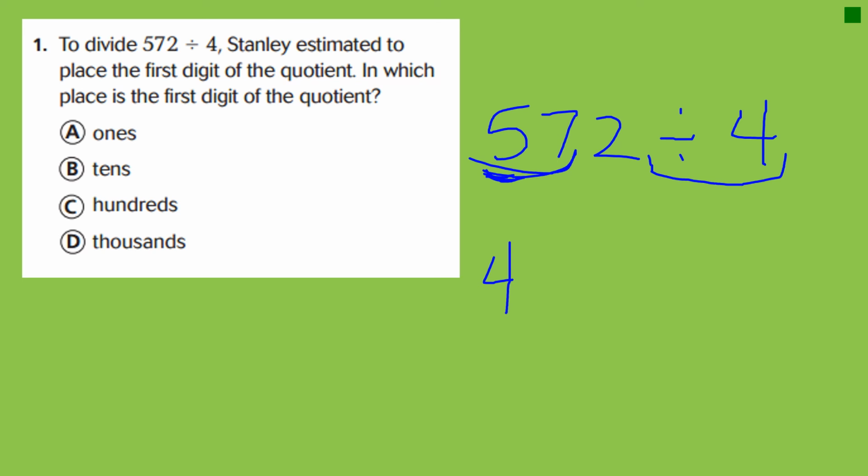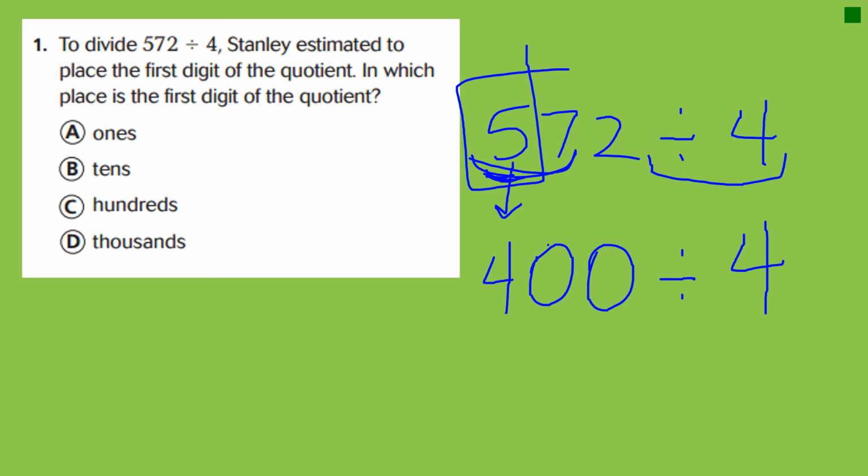Usually I look at the first 2 digits, but 57, that's not a mental math thing, so I'm just going with the hundreds place. Okay? You might know how many sets of 4 are in 57 because you're awesome. But I'm just going to go with estimating to the hundreds place this time. So I have my 5, and I'm going to rewrite it so I have a number that's compatible with dividing by 4.